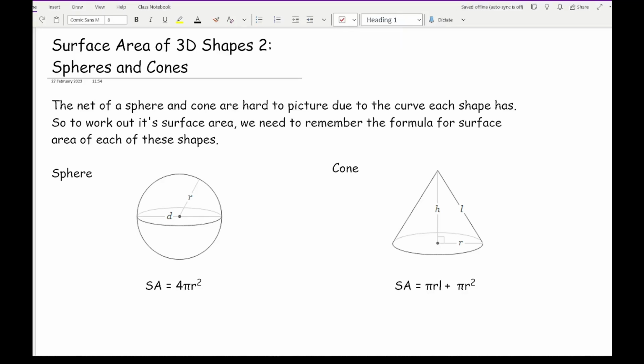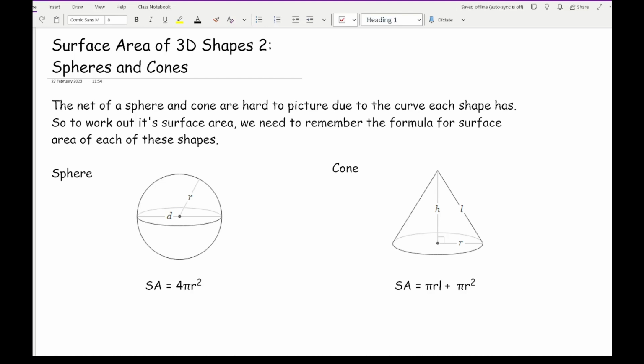Now when we move on to spheres and cones, trying to envisage what the net of a sphere and cone look like is a little bit more difficult because it's not a traditional prism. The net of a cone is hard to picture due to the curved element of its shape. So to work out its surface area, you basically need to know the formula and revise it like a spelling test.